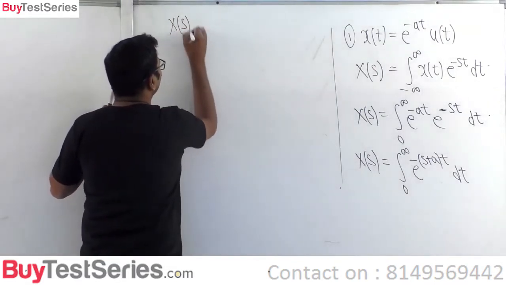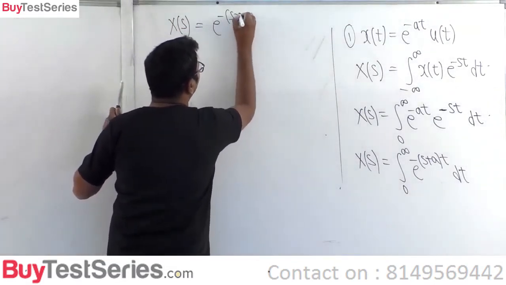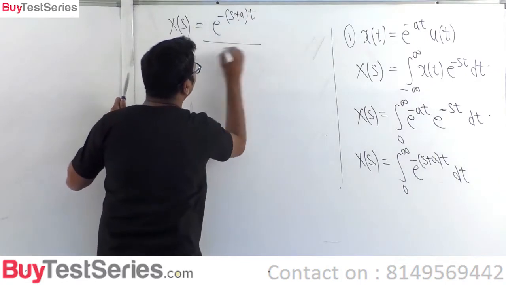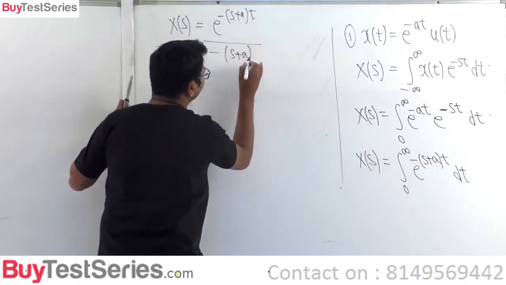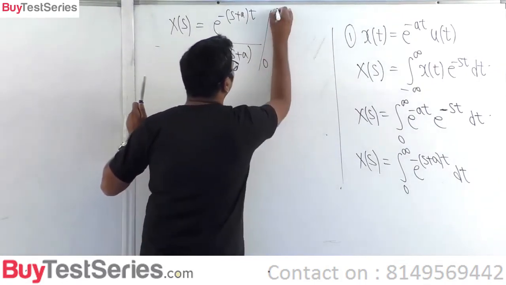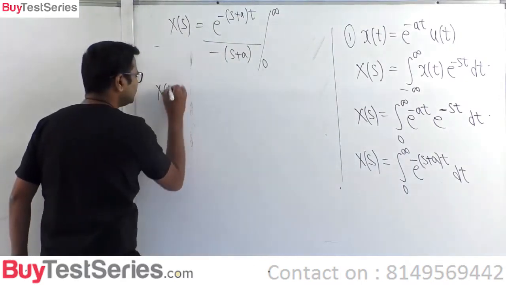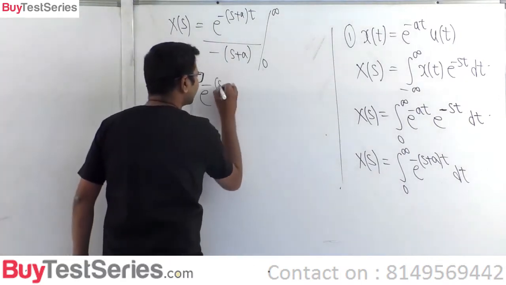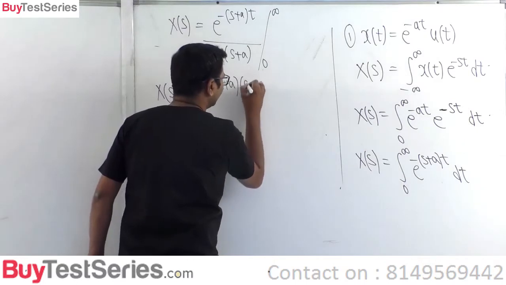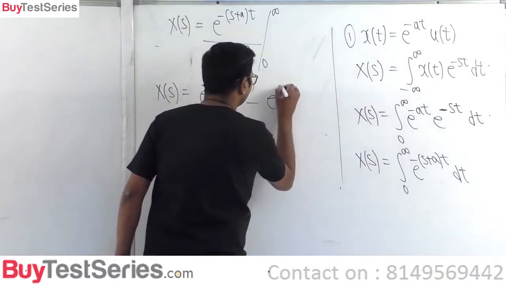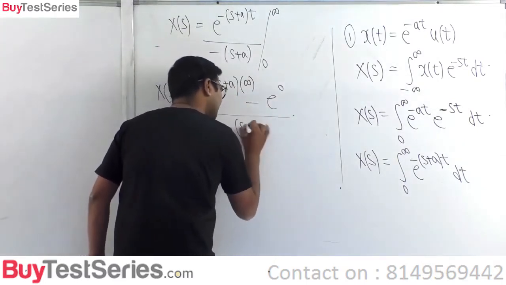If we solve this integral, capital X of s comes out to be e raised to minus (s plus a) t divided by minus (s plus a), within the limits 0 to infinity. Therefore, we get e to the power minus (s plus a) into infinity, minus e to the power 0, divided by minus (s plus a).